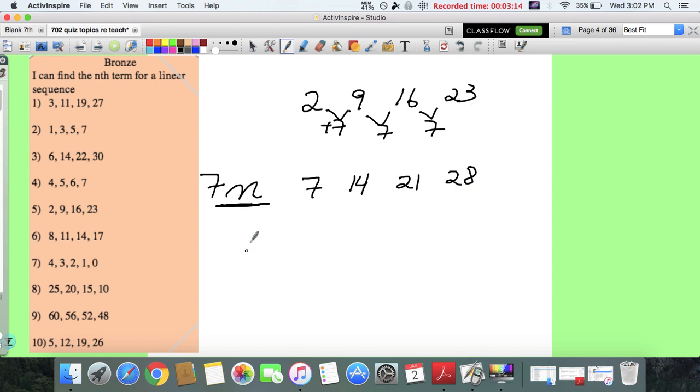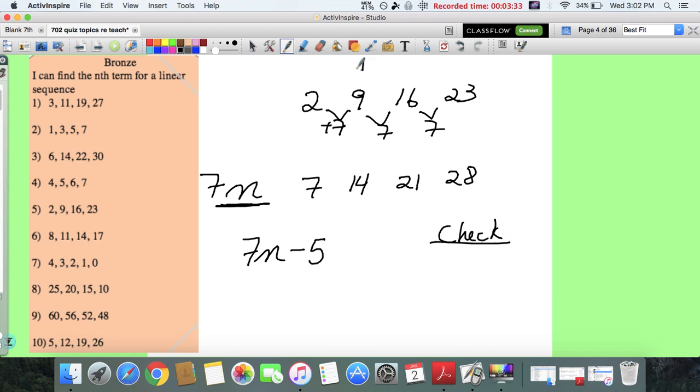So I get the 2. So this would be a 7n sequence. But how did the 7 become a 2? You'd have to subtract 5. And it does work for each of them. 14 minus 5 equals 9. 21 minus 5, 16. 28 minus 5 equals 23. Again, if you want to check, please do so.